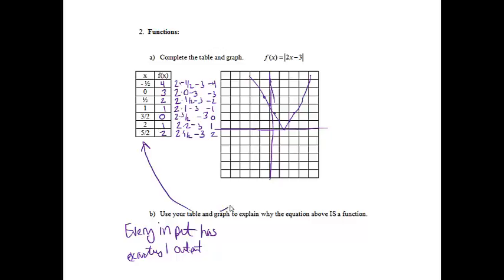And then it said to use my graph. So if I'm looking at my graph, it passes the vertical line test. And again, I will actually write out vertical line test.